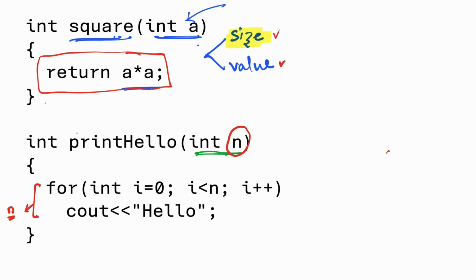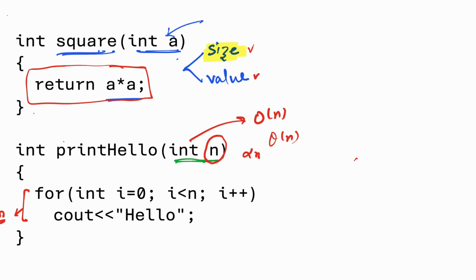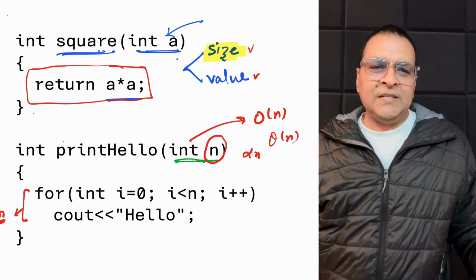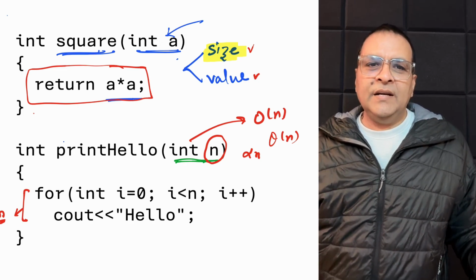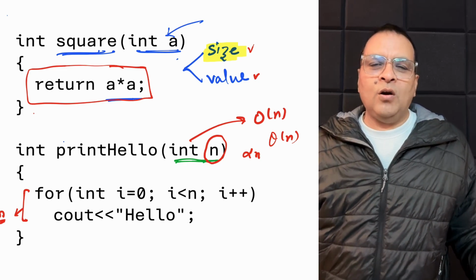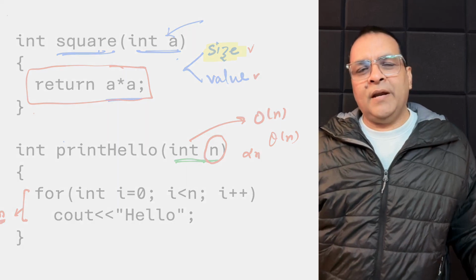Therefore, the time taken by this function is directly proportional to n, and we will say that this function takes time which is big O of n. You can also say that the time taken by this function is theta of n, which is also correct. But since we are considering only the big O time complexities, we'll call it big O of n. The important thing to note here is that the asymptotic time complexity of a function either depends on the size of the input or on the value of the input or on both.